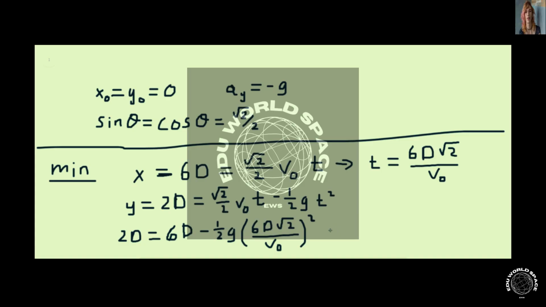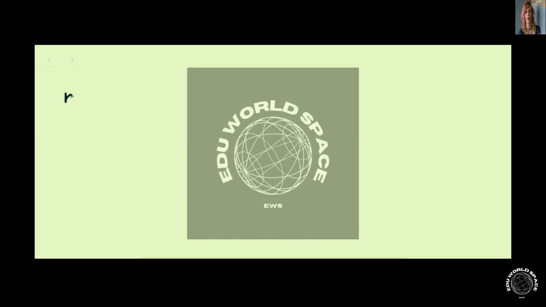Therefore, we can solve for v naught, and that gives 3 times the square root of g times d. So there is the minimum velocity value in terms of gravity and the distance d. Now we can use the same method to find the maximum velocity value. So we just get a new page going here. We'll call this max.